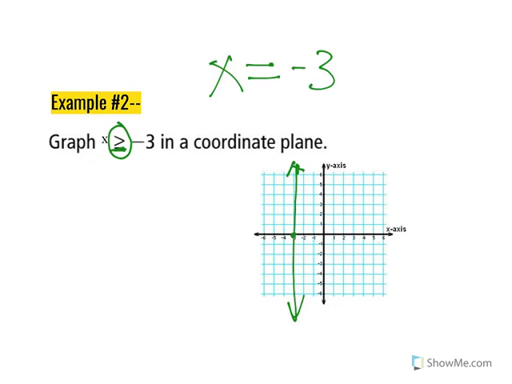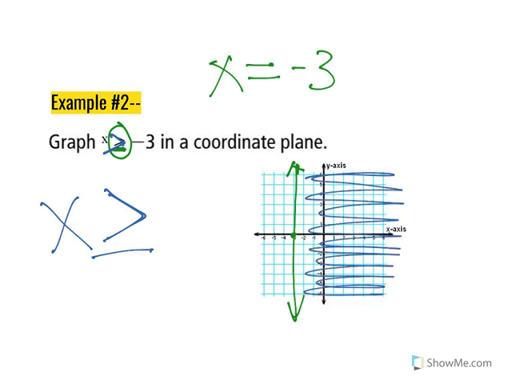And then we need to think about our shading. Which side are we going to shade? Well, it's greater than or equal to, right? So x is greater than, so x has to be getting bigger, so we're going to shade the side where it's getting bigger.